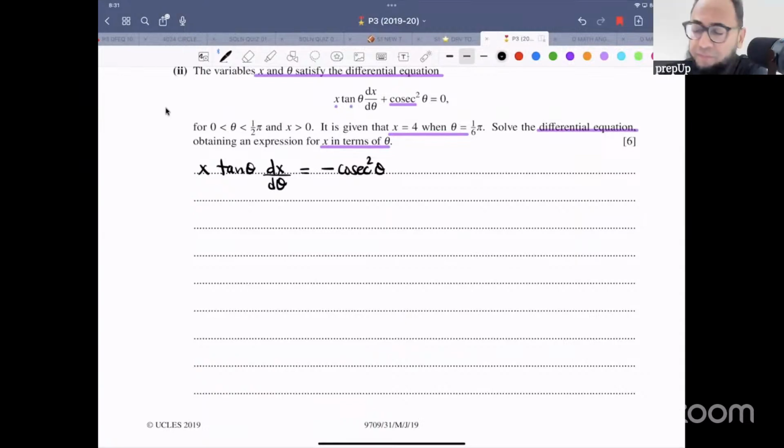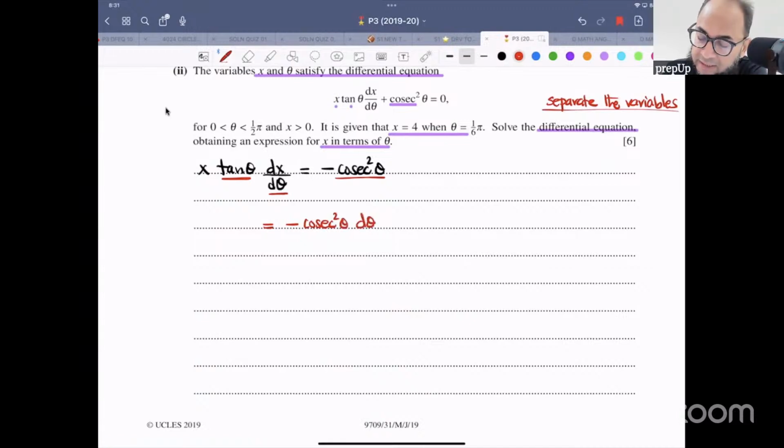Now we all know that the underlying technique is that we separate the variables. And originally it was called variable separable. That means separating the variables. Now we have theta over here, we have theta over here, we have theta over here. So the first step is negative cosec square theta d theta divided by tangent theta, this is equal to x dx. That is the first thing.